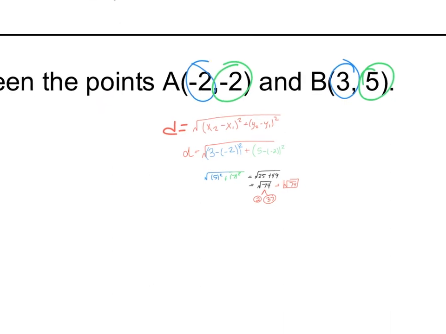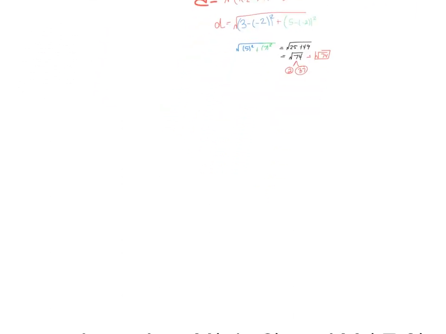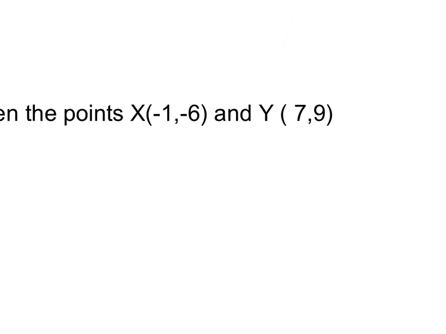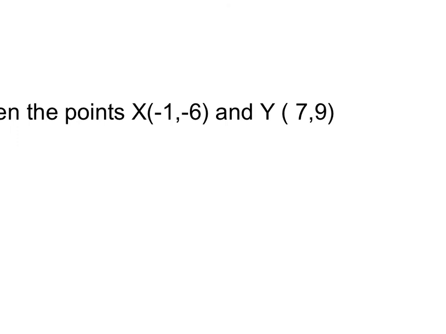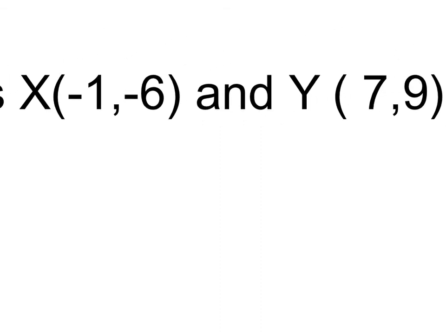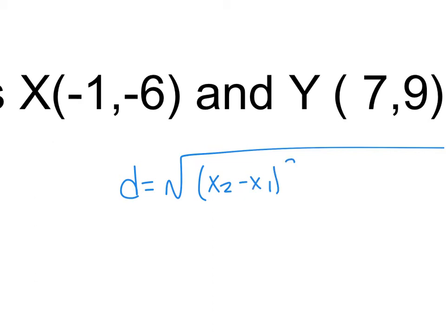So now what you should do is try to do the next question by yourself, which is find the distance between the points X (-1, -6) and Y (7, 9). If you're still stuck, you can follow along and watch how we approach, but you should pause at some point and try to do the rest of the question by yourself. So the first thing we do is we rewrite our formula of D equals the square root of x2 minus x1 squared plus y2 minus y1 squared.